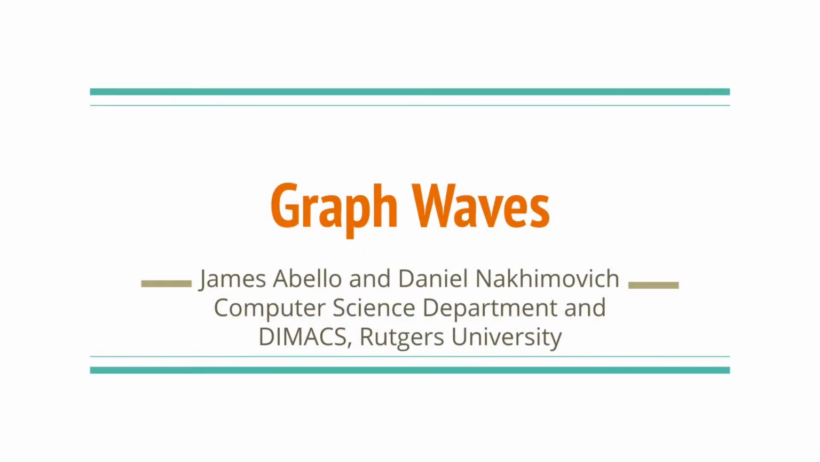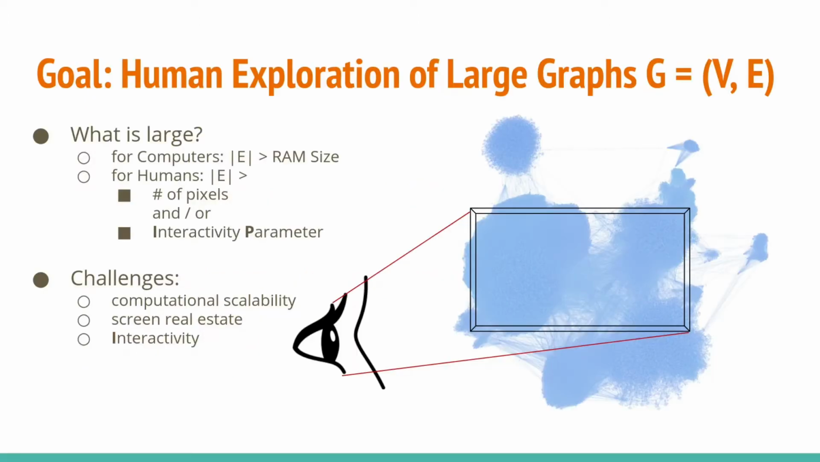James Abello and I, Daniel Nakamovich, would like to present to you graph waves, a means of visually exploring large graphs. But what does it mean for a graph to be large? For computers, we consider a graph to be large when it doesn't fit in random access memory. But for us humans, we are further limited by how much we can perceive.